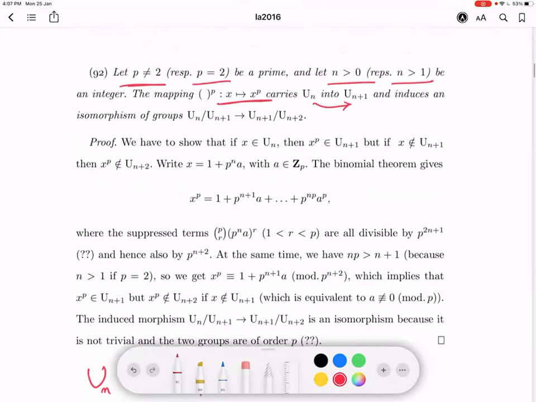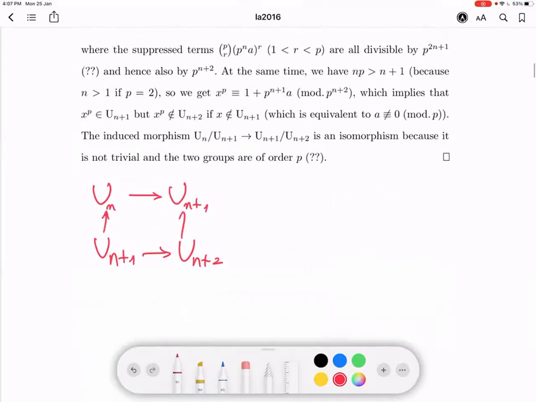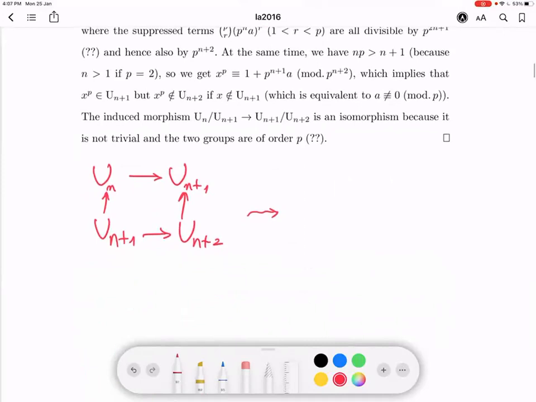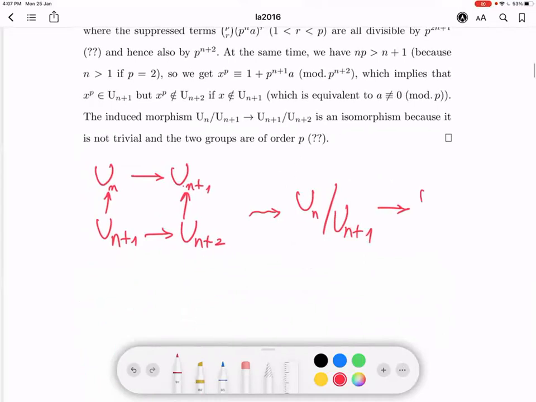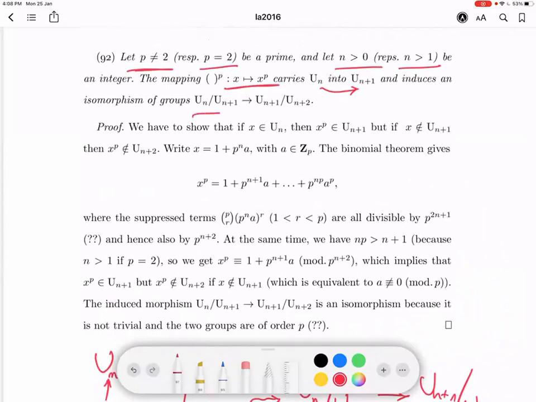And what is being claimed is included in this. So this diagram, of course, commutes. And therefore, this will induce a map from U_n modulo U_{n+1}, the thing on the left here, to U_{n+1} modulo U_{n+2}. And the claim is that this mapping is an isomorphism. That's the claim, right?